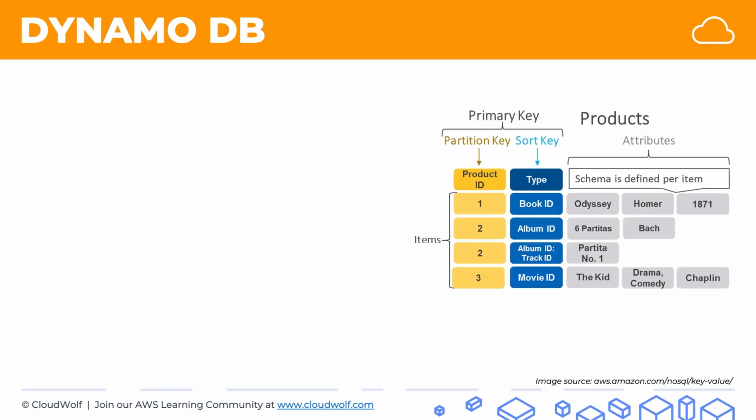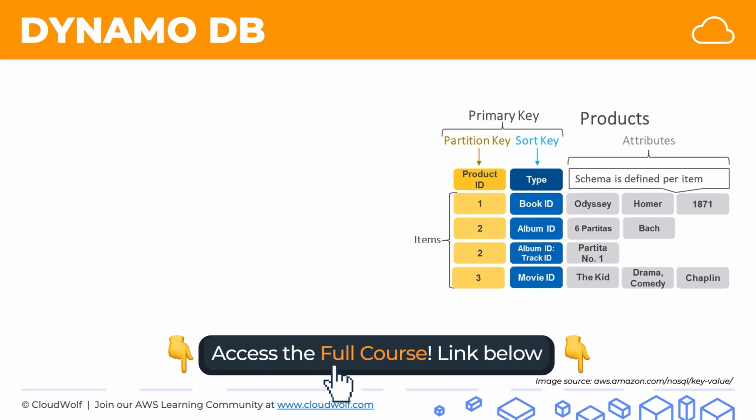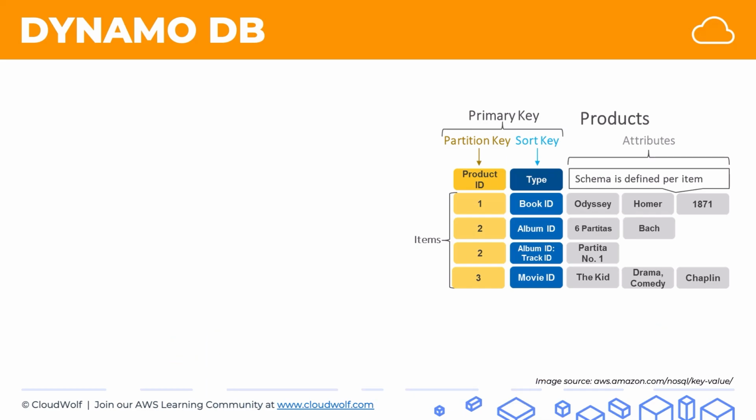So here is an example of a DynamoDB table. Now, it's a NoSQL database, so it's quite different to what we've seen before. We still have rows, but then inside these rows, we can have a partition key and a sort key. And then we have attributes which we define ourselves. So there's no predefined columns that you have to have. So for example, here, for instance, we have a book ID, which says Odyssey, Homer, and 1871. It doesn't necessarily mean that the first column is the name of the book, the second is the author, and the third one is the year it was published.